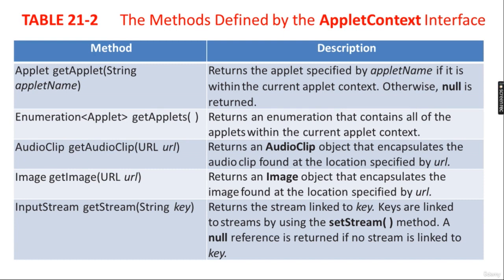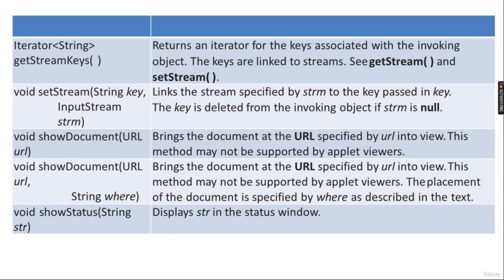And the keys, how are we linking them? Using the setStream method. Null is returned if no stream is linked to the particular key. Then Iterator getStreamKeys returns an iterator for the keys associated with the invoking object. The keys are linked to streams. See the getStream and setStream methods. Then setStream(String key, InputStream) links the stream specified by stream to the key passed in key. The key is deleted from the invoking object if stream is null.